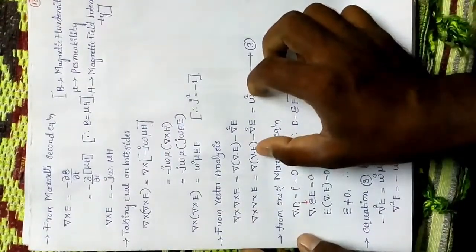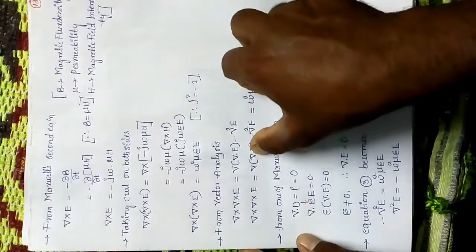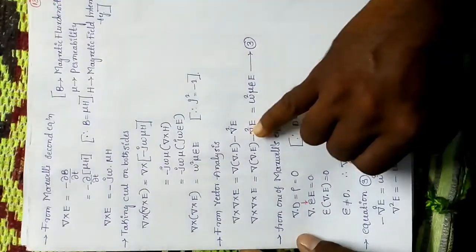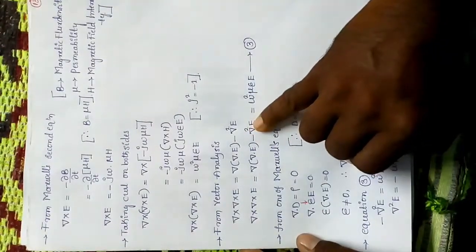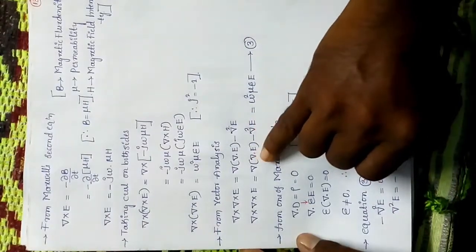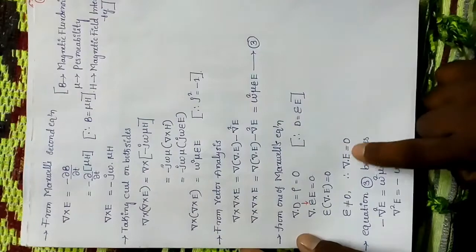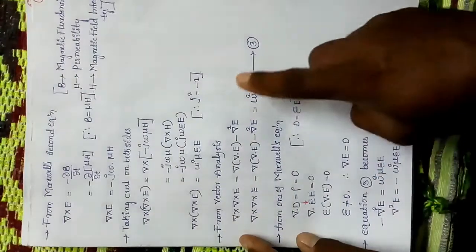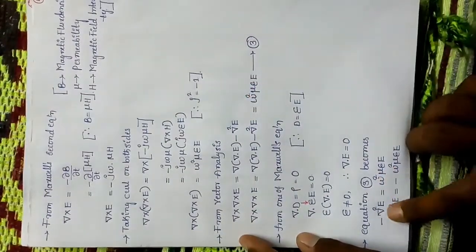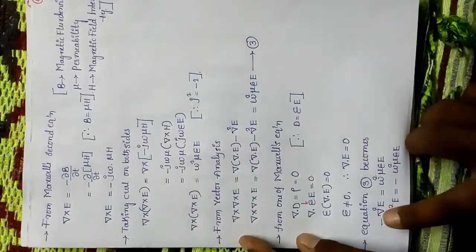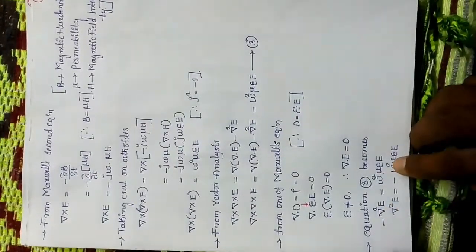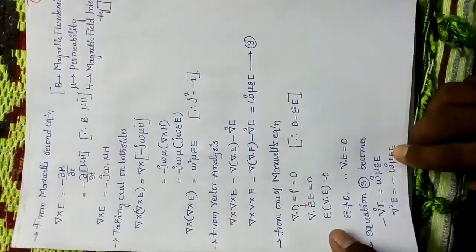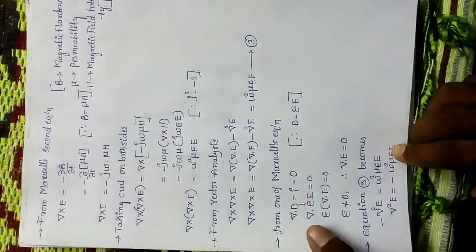So as we already know, del dot E is equal to 0, so this term is substituted in this equation. That means in place of del dot E, you simply substitute 0. So this 0 is inserted here. What we are getting finally is minus del square E is equal to omega square mu epsilon E. So the minus term goes to the right hand side. That's why what we are getting finally is del square E is equal to minus omega square mu epsilon E. And this is the final expression for del square capital E.